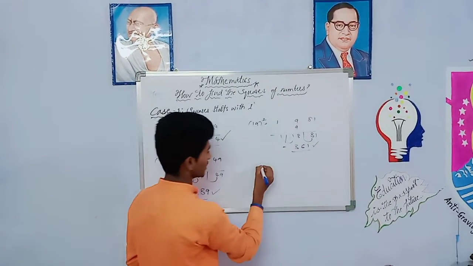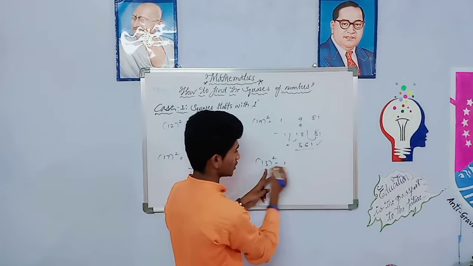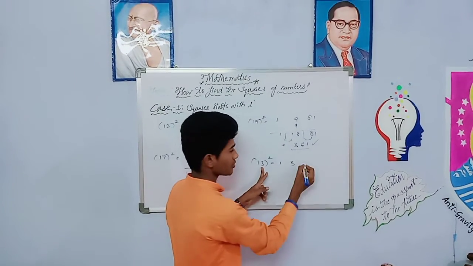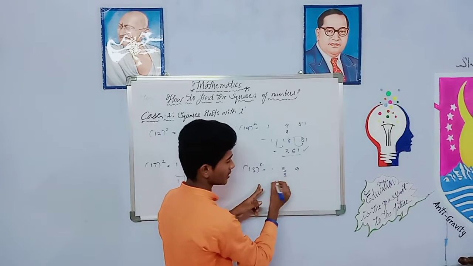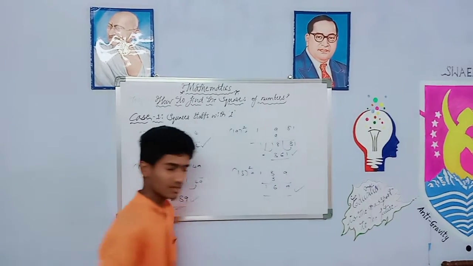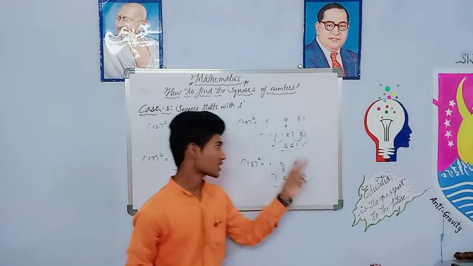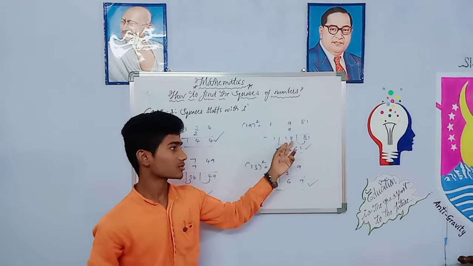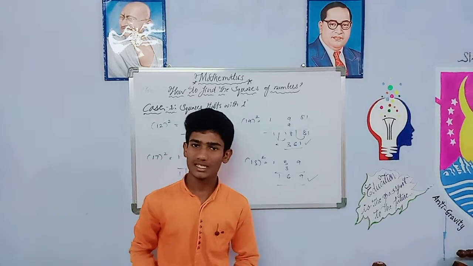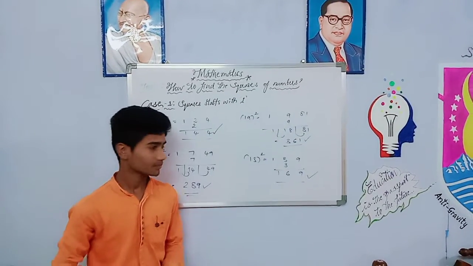And another example, 13 square. 1, write down 3, and the last digit you have to square it. 3 square equals 9. Add the same number in the middle, 3 plus 3, 6. 169 is our correct answer. If you get only 1 digit, that is our final answer. If you get 2 digits, you have to carry. Then we will get the correct answer. Have you understood case 1?